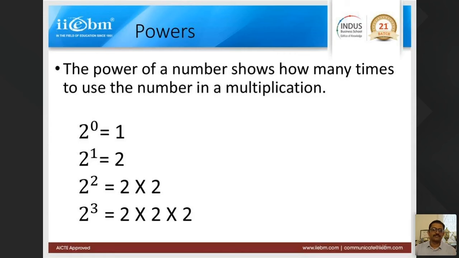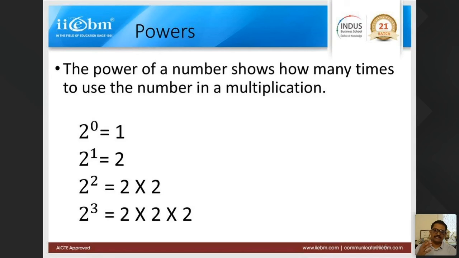The power of a number shows how many times to use the number in a multiplication. So if it is 10 raised to 2, we have to use this number 10 2 times for getting the valuation of 10 raised to 2. So what is 10 raised to 2? 10 into 10 will give me 100. So 10 raised to 2 is 100. 10 raised to 3 is 1000. How? 10 into 10 into 10. 10 into 10 is 100. 100 into 10 is 1000. So 1000 has 3 zeros.